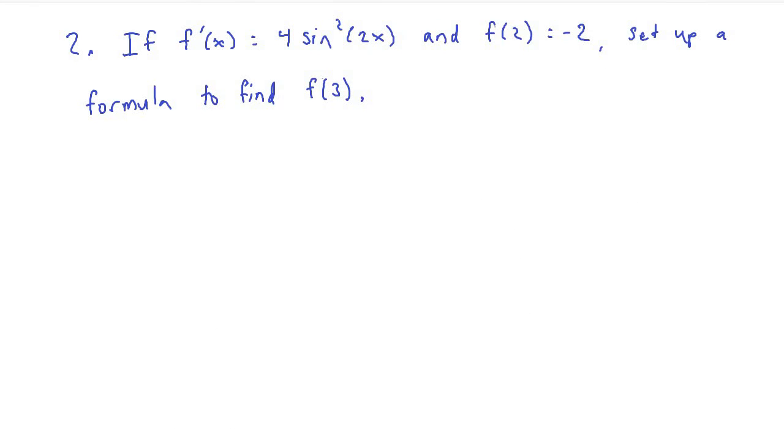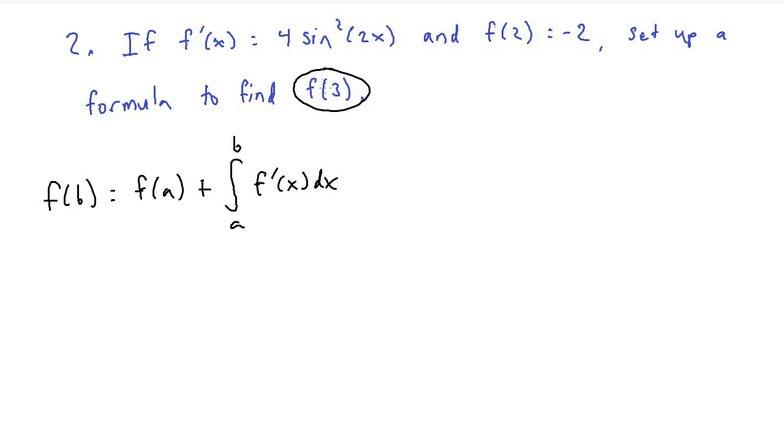Now on to number 2: if f prime of x equals 4 sine squared of 2x and f of 2 is negative 2, set up a formula to find f of 3. Once again, I'm going to write out the formula. f of b equals f of a plus the integral from a to b of f prime of x dx. Since f of 3 is our unknown value that we're trying to find, that is going to be equal to our f of b.